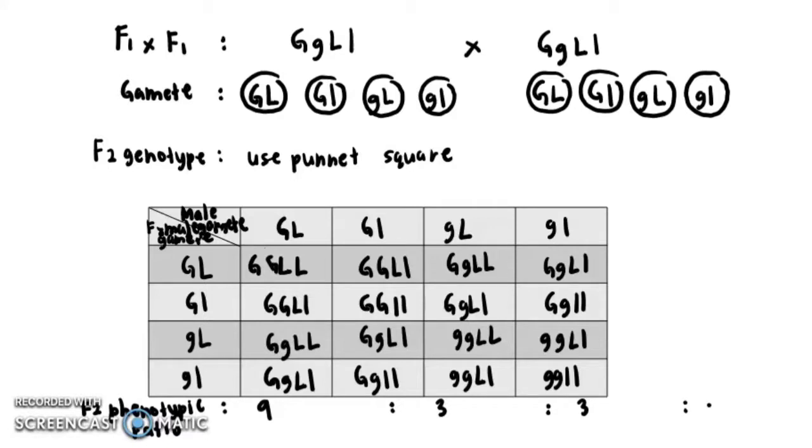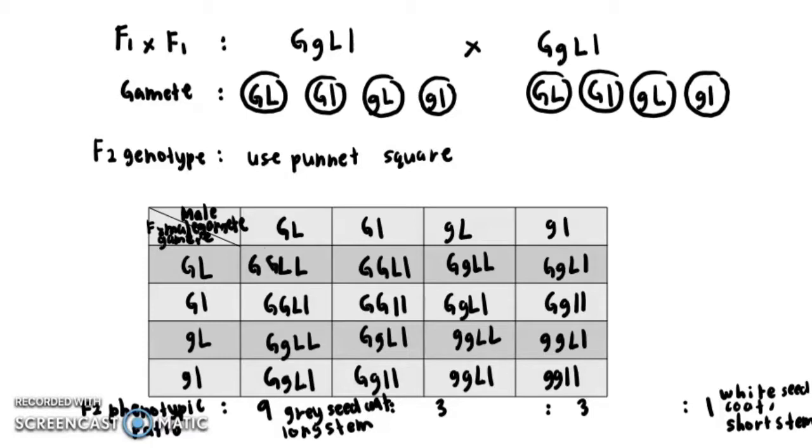9 represents what? How do we remember? The 9 must have both phenotypes dominant. So in this case, it will be 9 grey seed coat, long stem. And then 1 here, its phenotype is both recessive. So it will become 1 white seed coat, short stem.